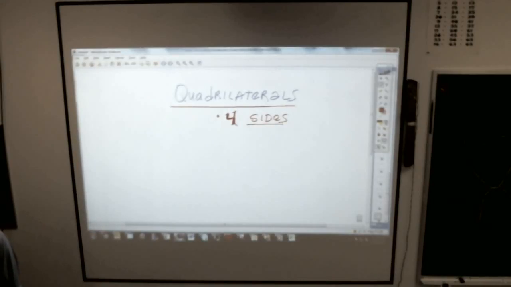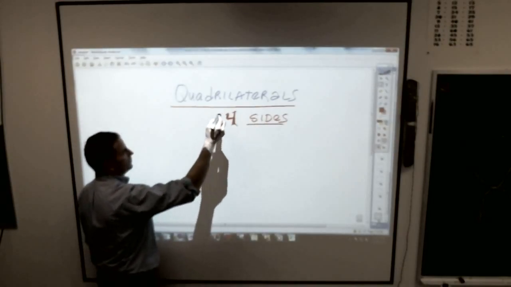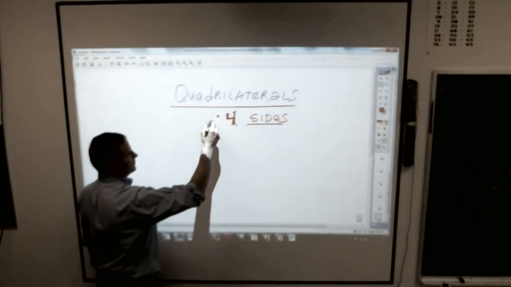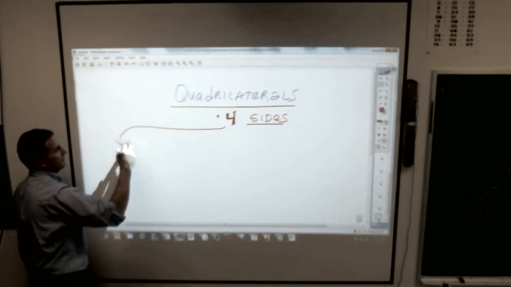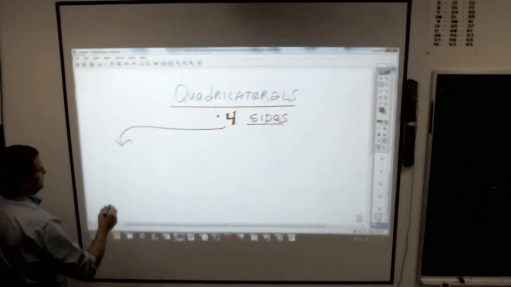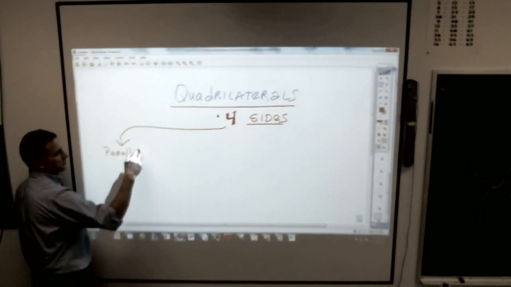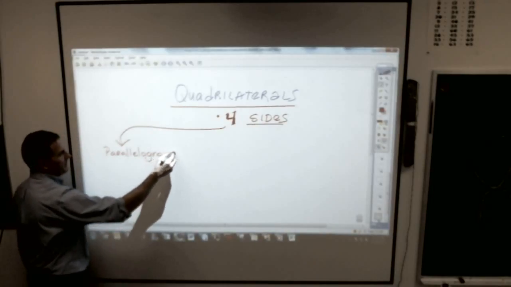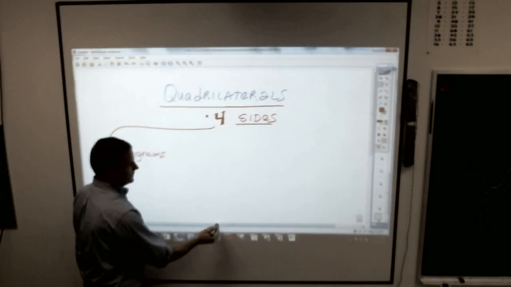With quadrilaterals, here's my big group of things. We have 3 different types, little subsections here. One of them is really big. The other 2 are not big at all. The first one we're going to write down and we're going to come back to is parallelograms. We're going to come back to that. That's what we're going to talk about 90% of the time. We're just going to talk briefly about this.